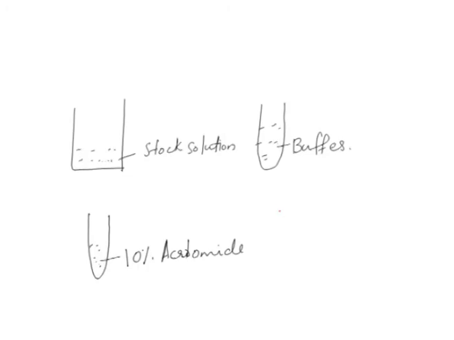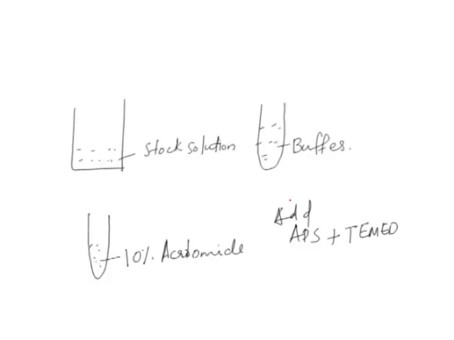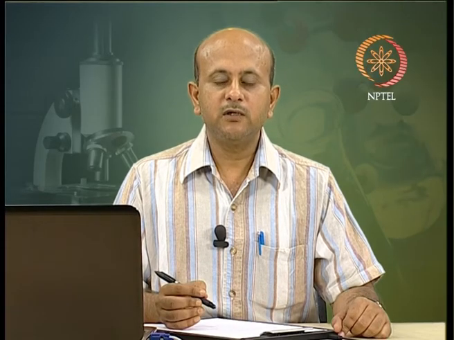Now, once this is 10%, you will add two things here, one is APS and TEMED. All right. Like I said, TEMED is the accelerator. So, as TEMED is added, this whole process starts very fast, and very small amounts are added. Now, once you have added these things to the 10% gel which you have made, and you have already added buffers and all, then very quickly you have to pour this into the casting apparatus.